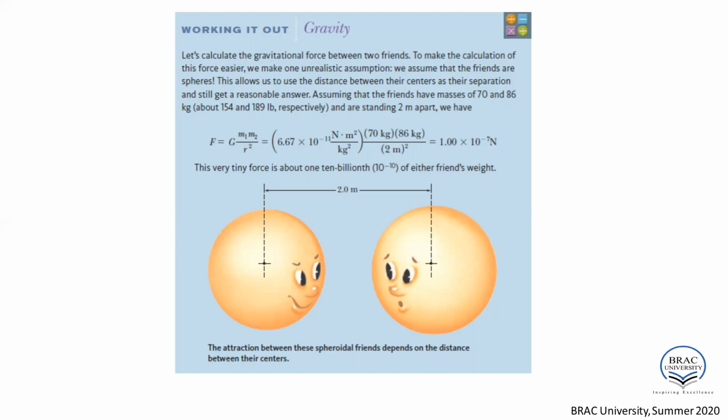If we apply Newton's law of gravitation, F equals G m1 m2 divided by r squared, which equals 6.67 times 10 to the power minus 11 times 70 times 86 divided by 2 squared, which is equal to 1 times 10 to the power minus 7 Newton. So the force between these two friends is 1 times 10 to the power minus 7 Newton. But if there is a specific question, say, find the force on the 70 kg friend, then the direction of the force needs to be mentioned or drawn here.